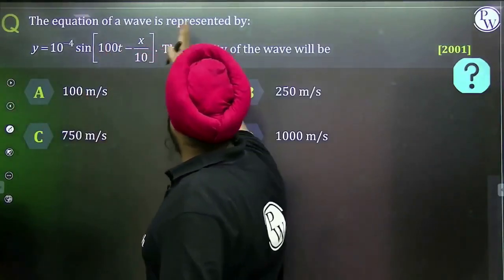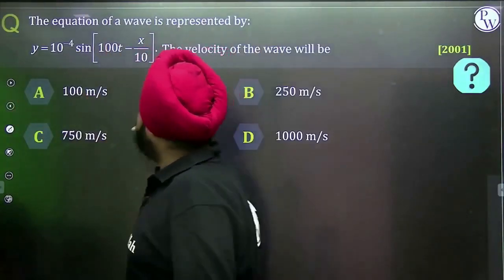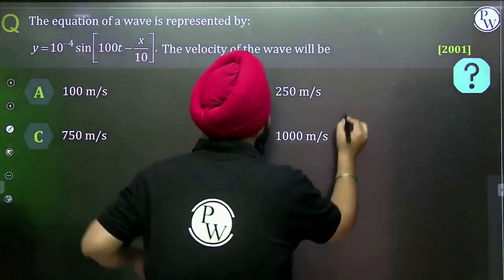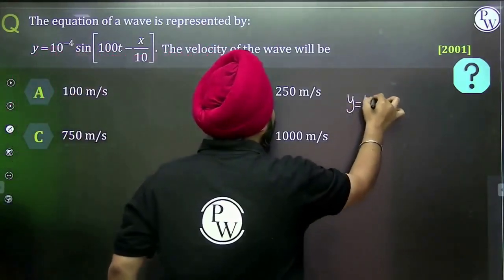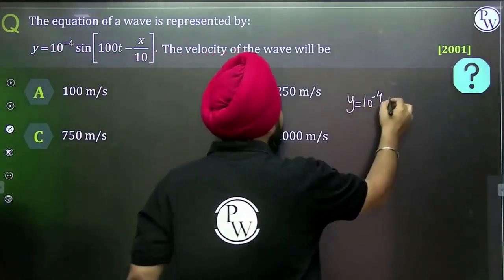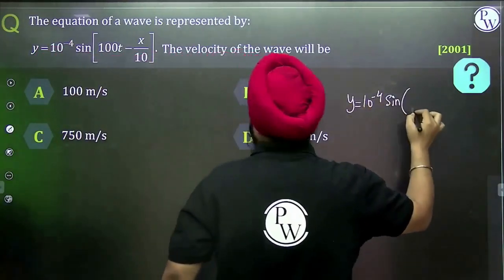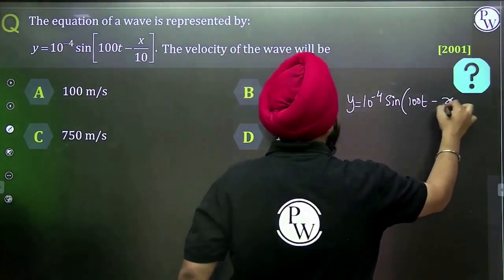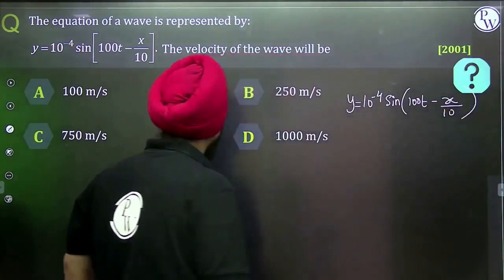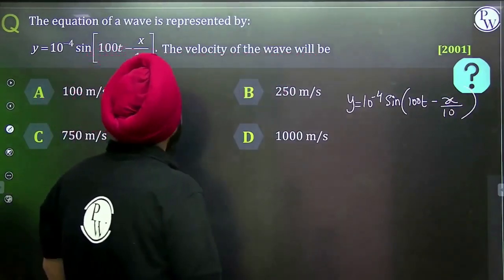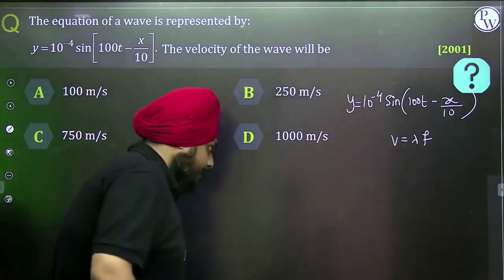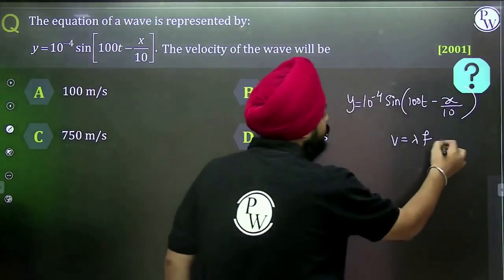The equation of the wave is represented by this; then what will be the velocity of the wave? Very simple. The equation is y equal to 10 to the power minus 4 of 100 t minus x by 10. Actually, it is a case of the fundamentals, but it's okay, we are going to solve it immediately. The velocity of the wave, v, is equal to lambda f. Can I consider this as equation number one?